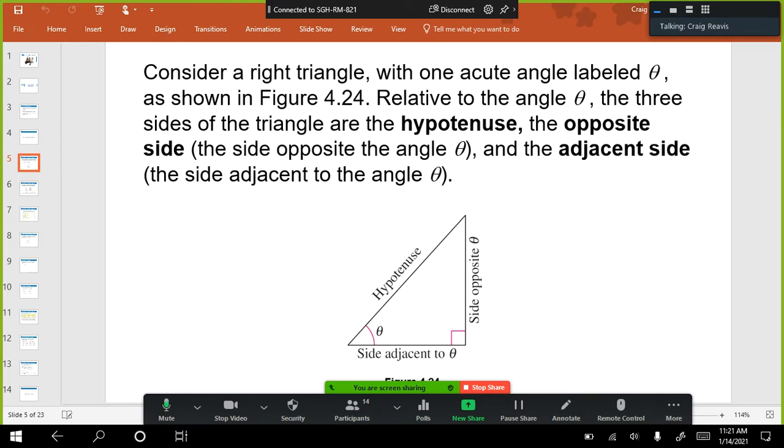So in reference to angle theta there, we have 3 sides of that triangle. We have a hypotenuse, which is always the side opposite the 90-degree angle. And then you have the side opposite theta, and you have the side adjacent to theta. Okay? And if you're familiar with the SOHCAHTOA, this is where all our stuff comes from. Opposite, adjacent, hypotenuse. Okay?